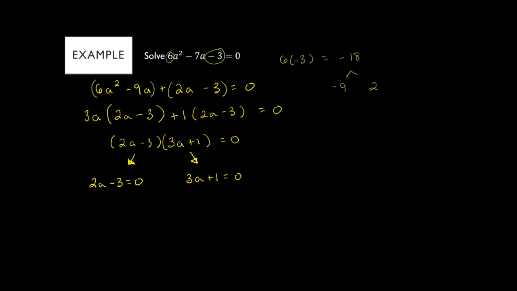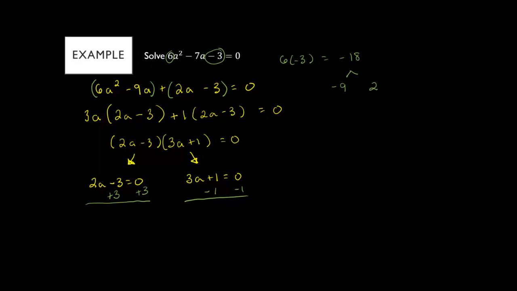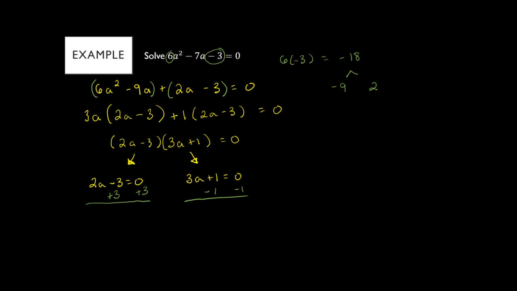And then we're going to solve for a. So for the first equation, I add 3 to both sides, and for the second equation, you're subtracting 1 from both sides. I'm only doing them at the same time just so I don't have to switch colors, but usually I'll do them one at a time.